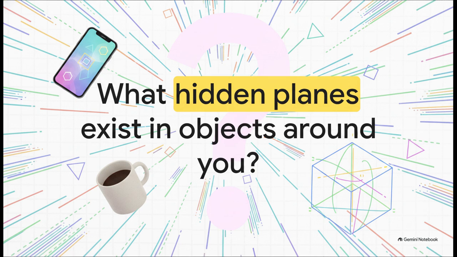Now that you're armed with the ultimate counting strategy, it's time to put it to the test in the real world. Just take a look around the room you're in right now. From your smartphone to your coffee mug to the very room you're sitting in, what hidden planes of symmetry exist in the everyday objects sitting right in front of you? Keep looking for those angles and keep exploring.